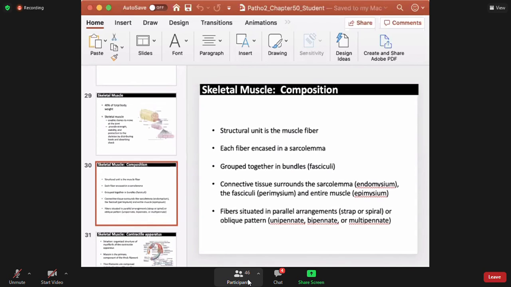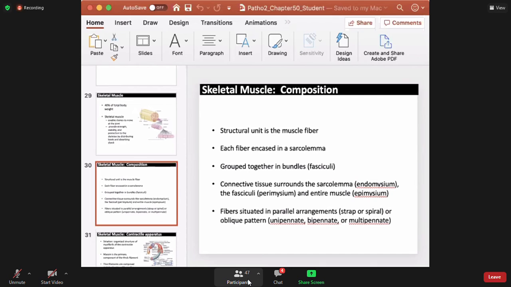So importantly, each muscle cell is considered to be a muscle fiber. Okay. And those muscle fibers are encased in a plasma membrane known as a sarcolemma. And then all those muscle cells or muscle fibers are grouped together in bundles. Okay. And those bundles are called fasciculi. So those fasciculi are bundled together to make the entire muscle.